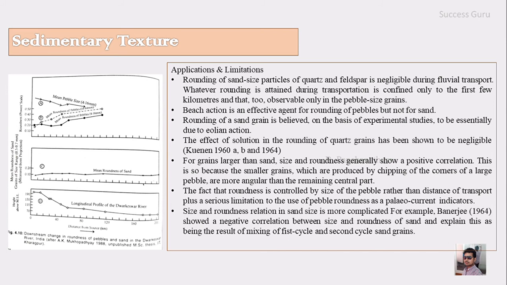For example, Banerjee 1964 shows a negative correlation between the size and roundness of sand, and explains this as being the result of mixing of first cycle and second cycle grains. As you know, first cycle implies that the sediment has a source rock of igneous origin. If it is a second cycle grain, then the source rock would be of sedimentary origin, so it is weathered, eroded, and transported from a sedimentary rock itself. So that could be one of the reasons for this type of roundness effect.